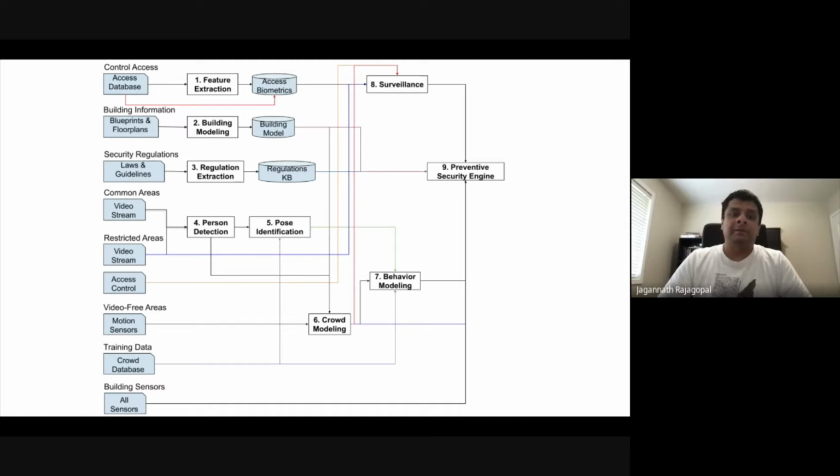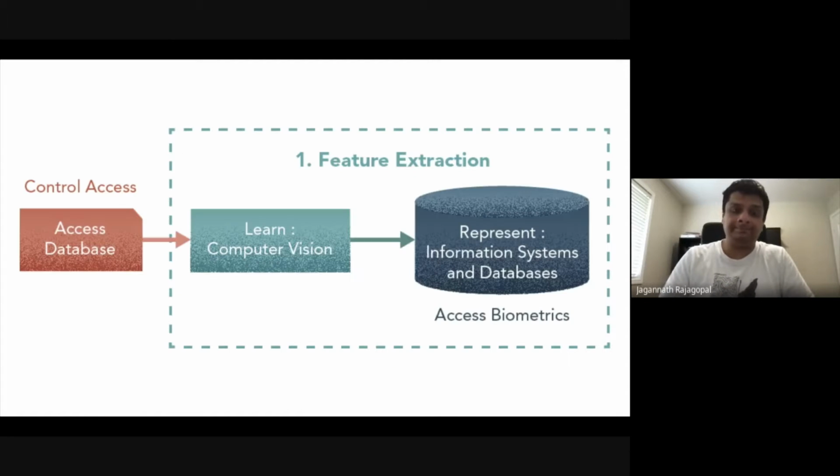So the first step is feature extraction. As you can see, it's a preparation step. It's a data prep step for step 8, which is surveillance, and that's how we're going to approach it. So let's get into that. It has two parts. The first part is actually extracting the features, and the second part is storing it in some sort of information system or database as a knowledge representation.